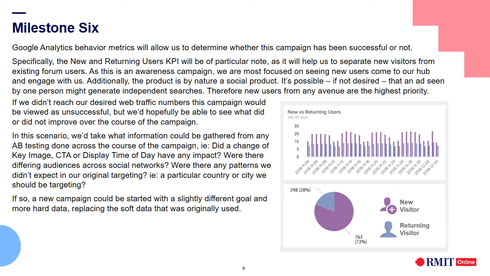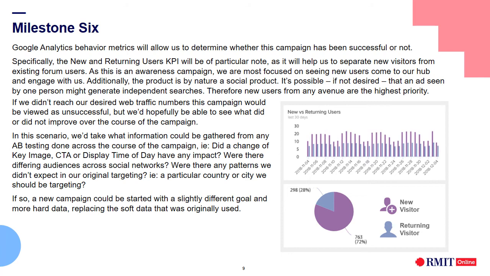During our campaign and at the end, the Google Analytics behavior metrics will allow us to determine whether we've been successful or not. Specifically, the new and returning users KPI will be of particular note, as we have a forum on our webpage that will muddy the waters somewhat in terms of what traffic we have and how useful it is. So being able to determine how many new users we have will be the highest priority of the campaign. As you see on the right hand side, we've got kind of our ideal situation where our new visitors account for 72%, and there's that kind of 750 figure there versus our returning users, and we're getting really high traffic through the end of it all.